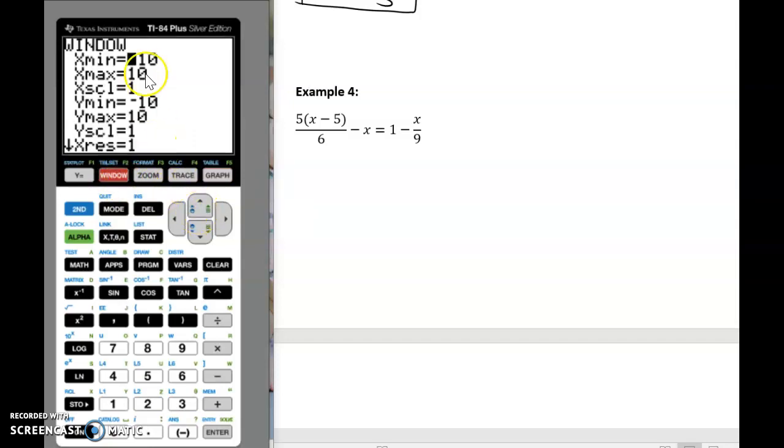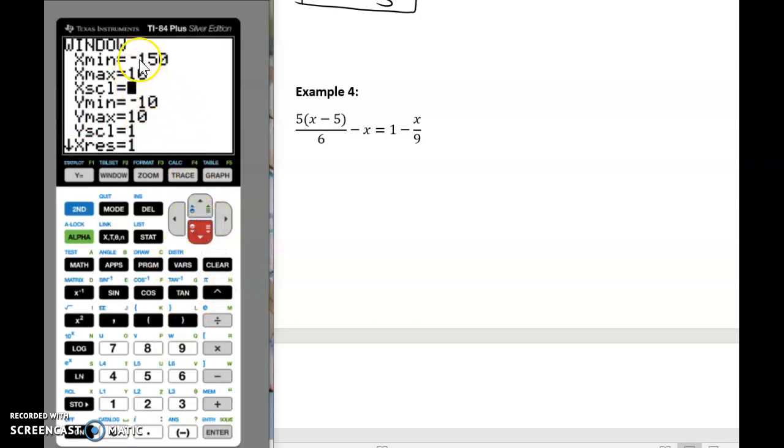So the x-axis now runs from -10 to 10. So I'm just going to do, let's say, -150, just to be safe. Let's go out a little bit further. I'm going to leave my x max right there.